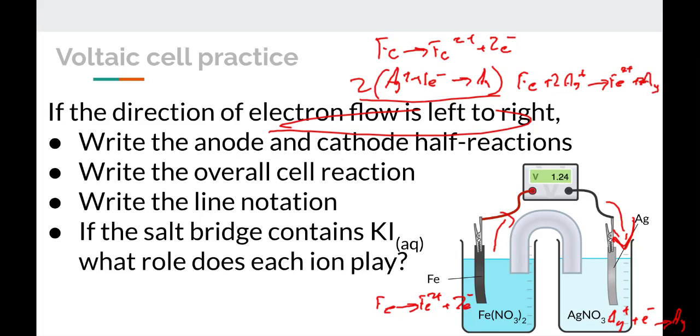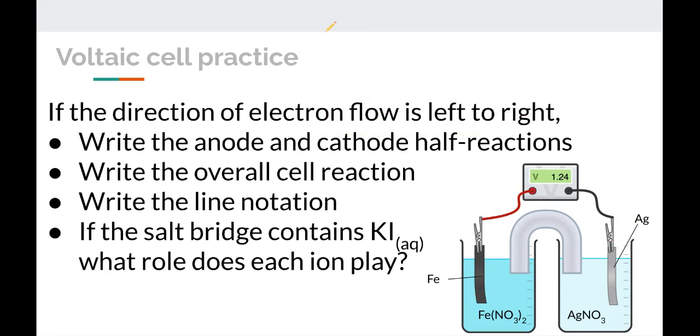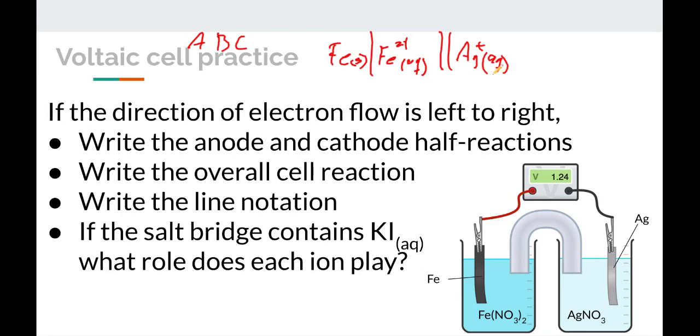What's the line notation? Let's make some space for that. Remember, it's anode, bridge, cathode. So where oxidation is occurring is in the iron side. So the anode is Fe, solid. The anode solution is Fe2+ aqueous, or Fe(NO3)2 aqueous. Then the bridge. Then next comes the cathode solution. That's Ag+ aqueous, or AgNO3 aqueous. And then a vertical line, and then the cathode, which is silver solid.